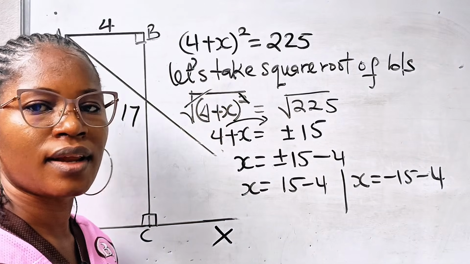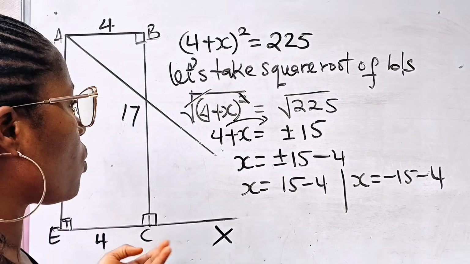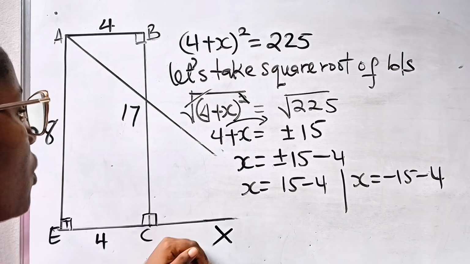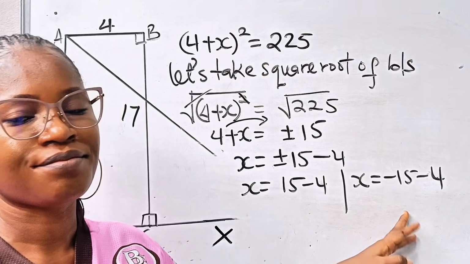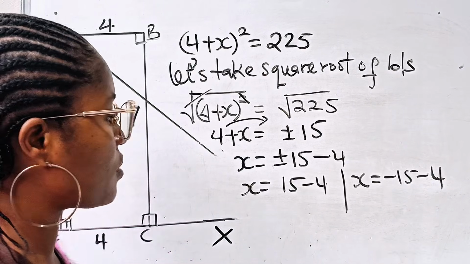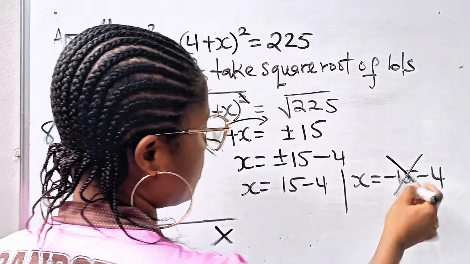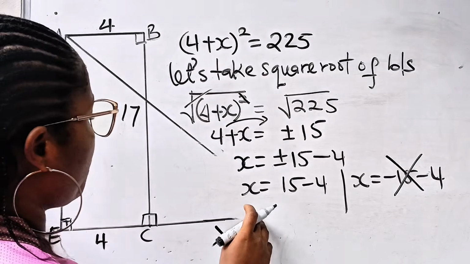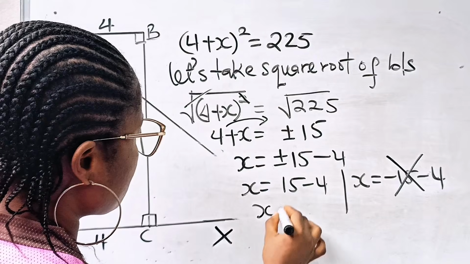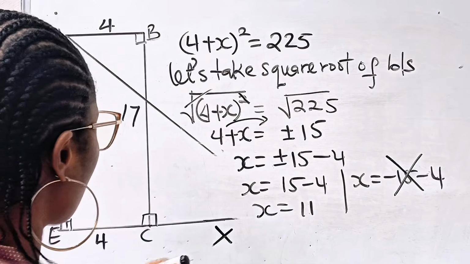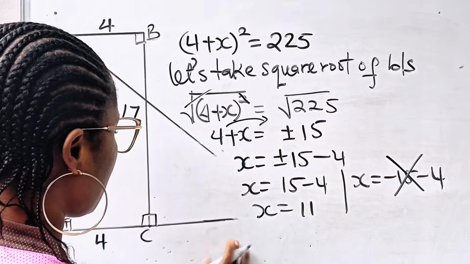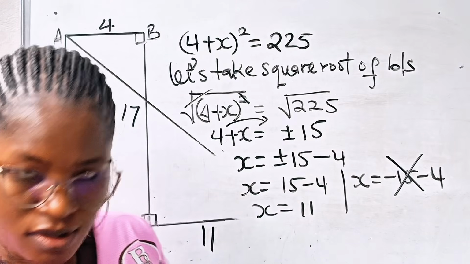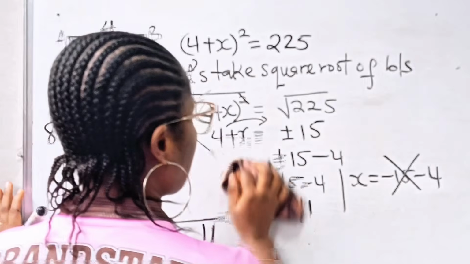But we are talking about length, so we cannot use a negative for our length. We're going to prove that the answer we got is correct, so stay put and see how that works. We cannot take this, because it's going to give us a negative answer, but here it gives us x to be 11. So if our x is 11, that means here is 11. Let's prove that the answer we got is actually correct.